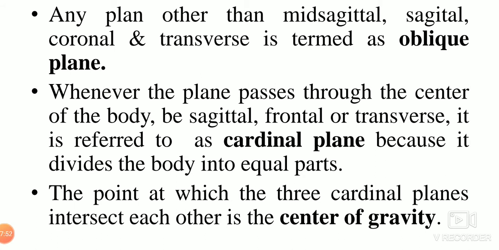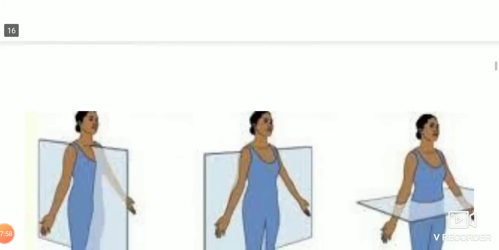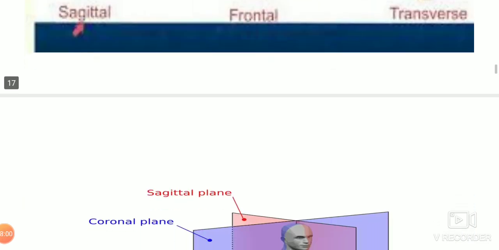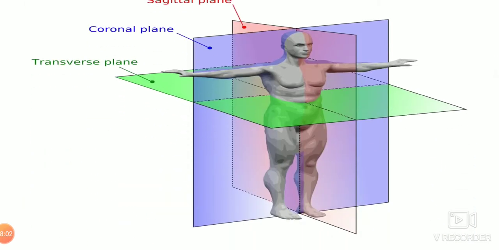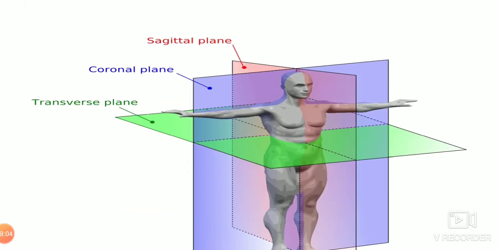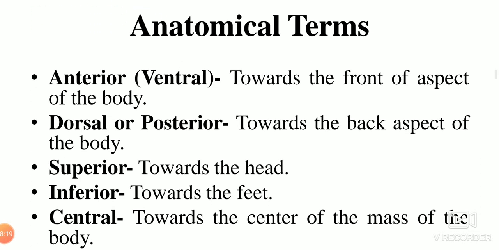The point at which the three cardinal planes intersect each other is the center of gravity. That means where these three planes intersect, it is termed the center of gravity. Here again, the sagittal plane, the coronal plane which divides the body into anterior and posterior, the transverse plane, upper and lower, the sagittal plane, right and left. The median plane will divide into equal right and left halves. Then we will discuss anatomical terms.